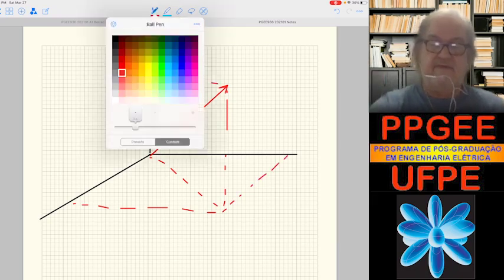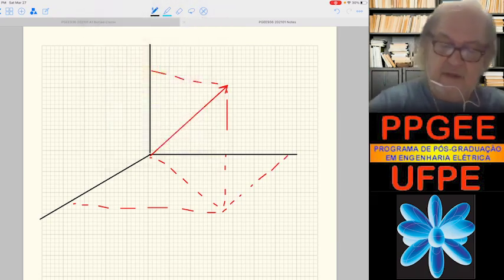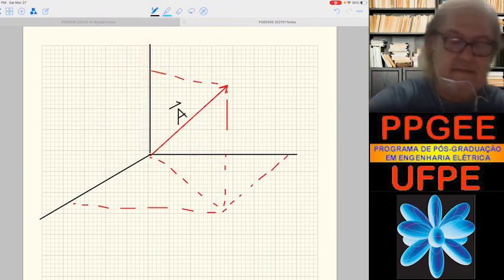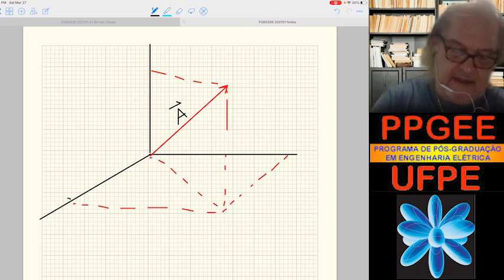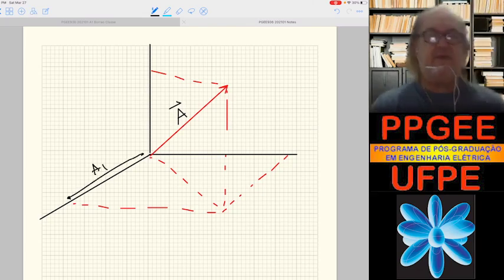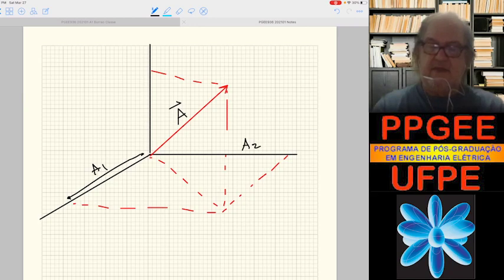Then I'm going to have, let's call this A. So this length here is A1. I mean, not length, but this projection, either positive or negative, is A1 with sign. The second projection is A2. The third projection is A3. These are three directions, 1, 2, 3.